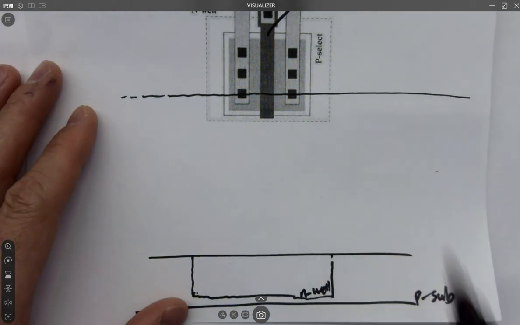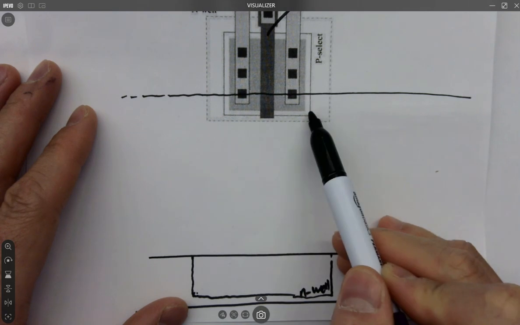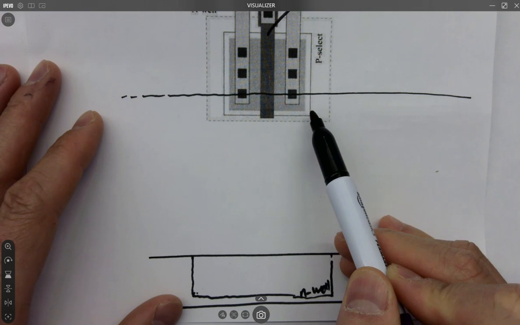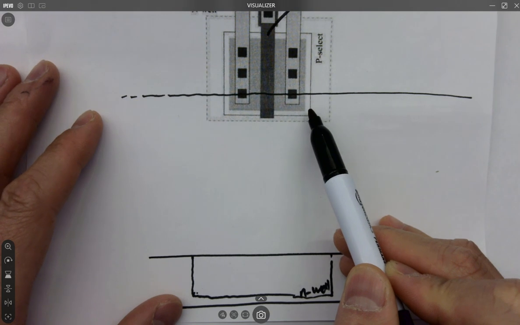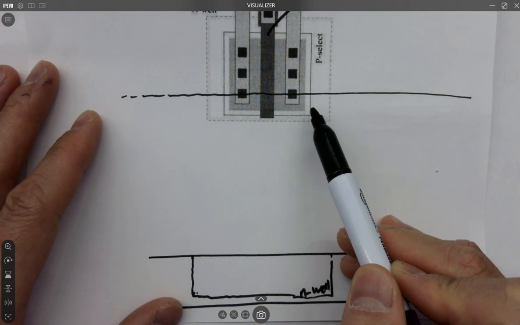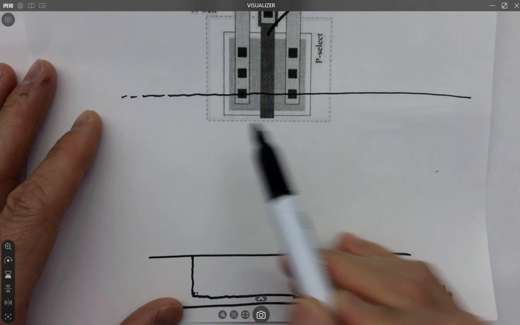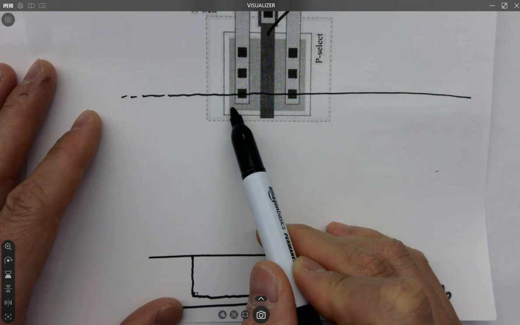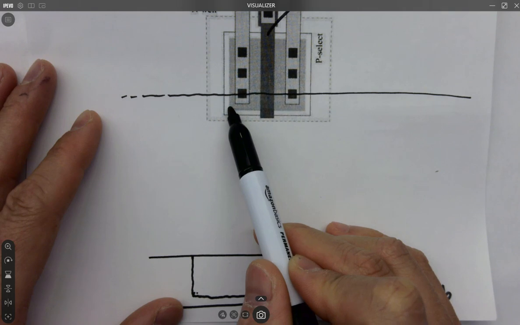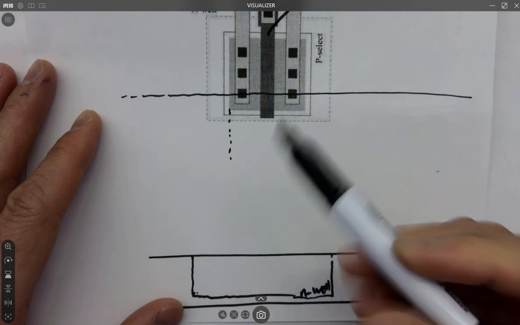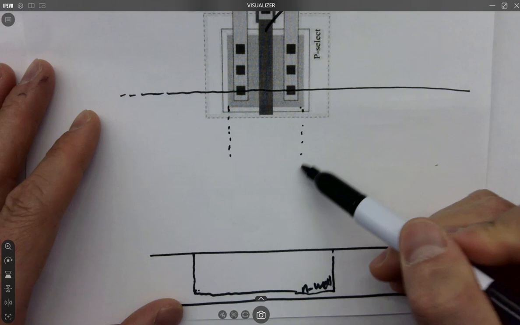N-well, what's next? So this solid line of box is P-select. We don't need to draw anything about that because it's just a bigger box to avoid misalignment, right? So what we need to draw is the P-act. So here's a P-act. That's a P-act, right?